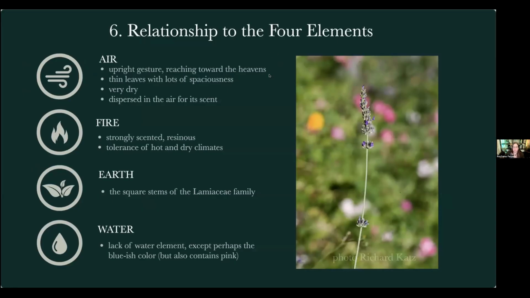And with the lavender, I think that the air is really predominant because of that upright gesture reaching towards the heavens, because it has very thin leaves that have lots of spaciousness around them. It's also very dry, and I correlate that with the air element. And then the way it's used, it's dispersed in the air for its scent in various ways. So it's definitely got an affinity with being in the air and being an air plant.